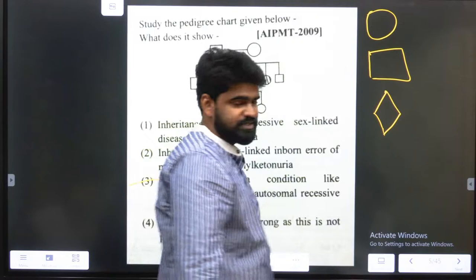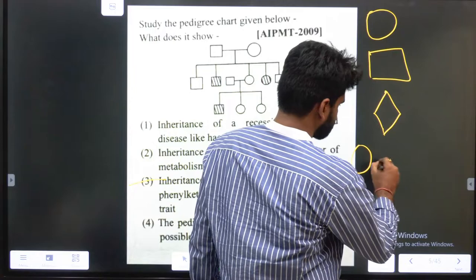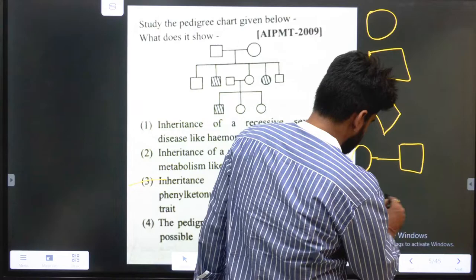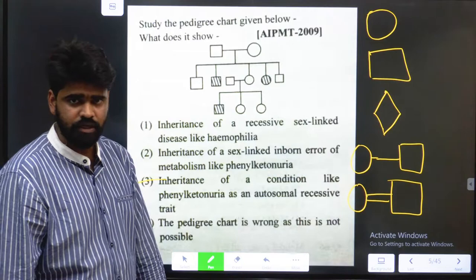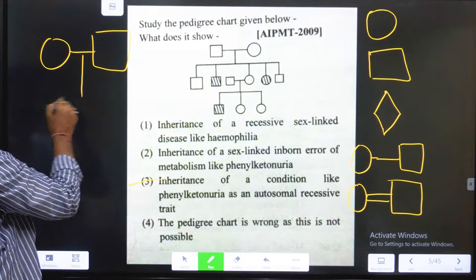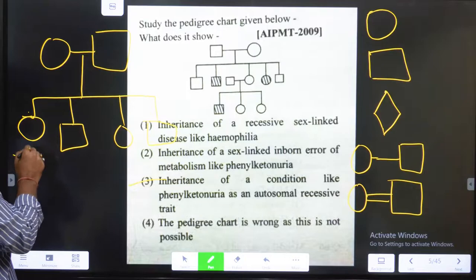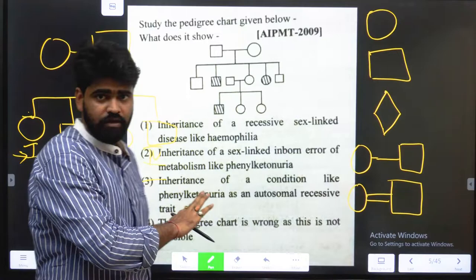Clear? Now what happened? If there is a mating, then you are going to represent it like this. If there is a blood mating, you are going to represent it like this with two lines. Male and female producing. Now, if male and female mate, they will produce offspring, which will be represented like this. From here, this is the first child, second child, third, and fourth. Clear?